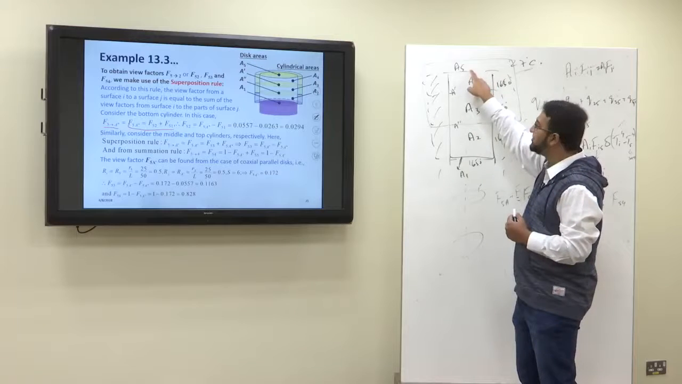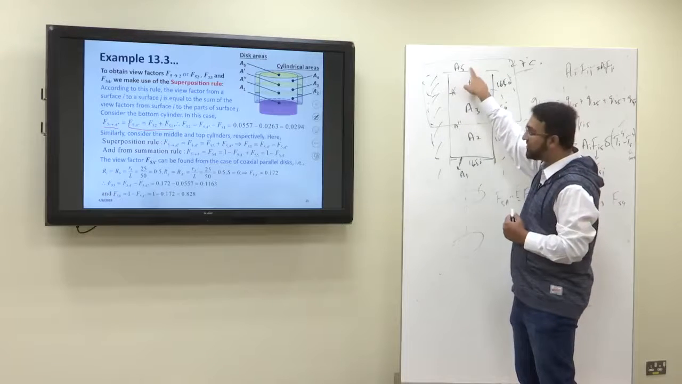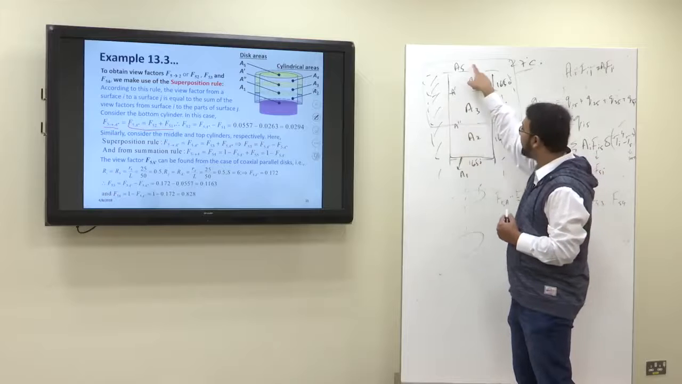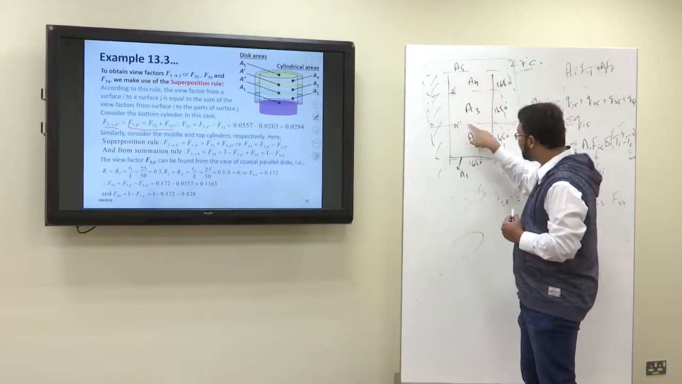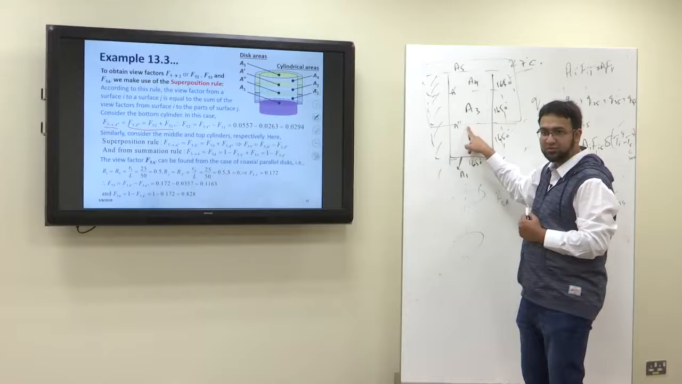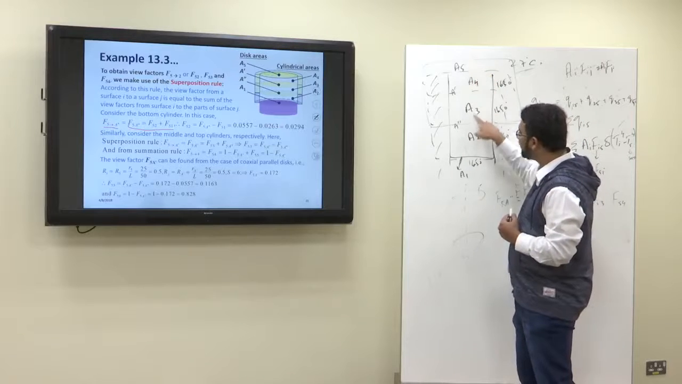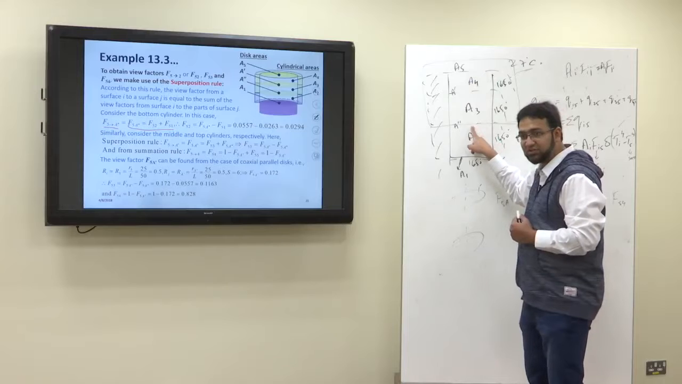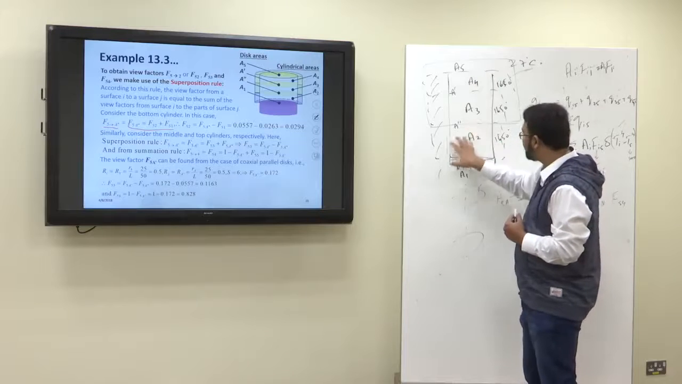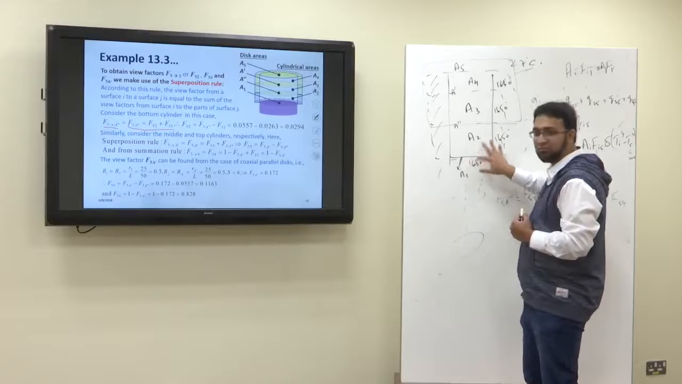From 5, energy will reach 4. From 5, energy will reach 3. From 5, energy will reach this imaginary surface A double dash. Right? So the amount of energy which reaches from 5 to imaginary surface A double dash will be distributed between 2 and 1.